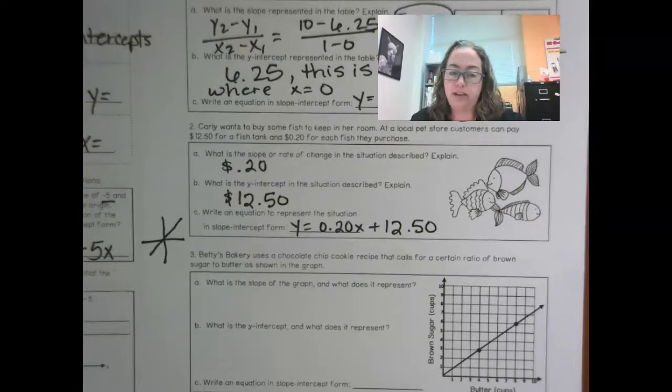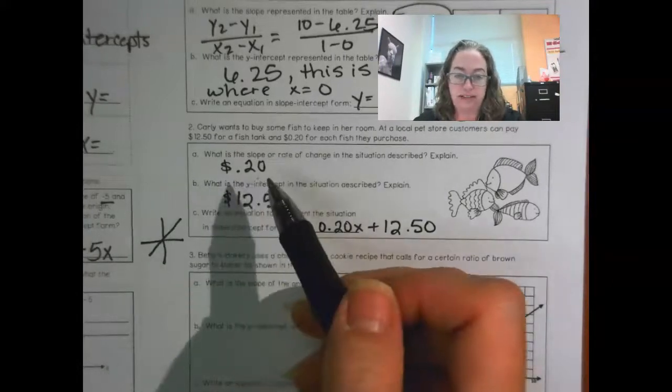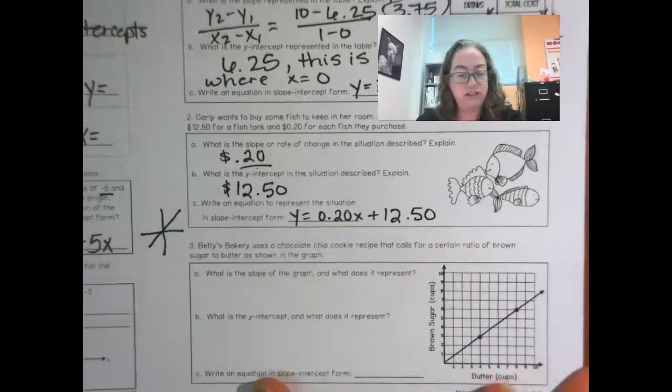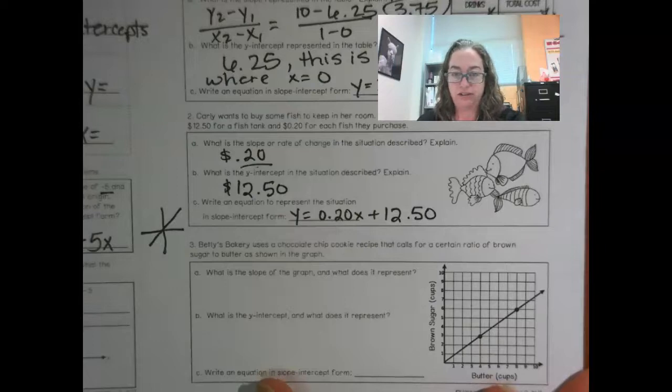So in this one about Carly, she wants to buy some fish to keep in her room. So the local pet store will charge her $12.50 for a fish tank and then 20 cents for each fish they purchase. So the set cost is $12.50 no matter how many fish she has. The cost will only increase when she buys additional fish. So the slope, or the rate of change, the part that's changing as this line is drawn, is based on the number of fish. So at one fish, she's going to pay 20 cents. So that becomes our slope or rate of change. It's the only thing that's going to change based on her decision.